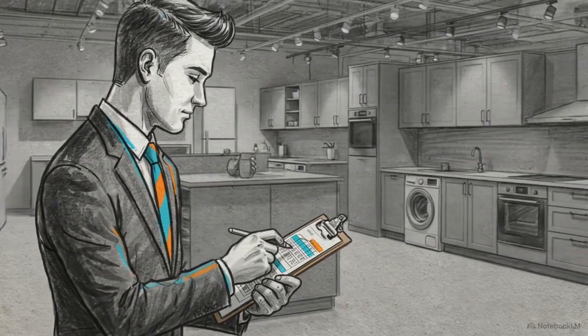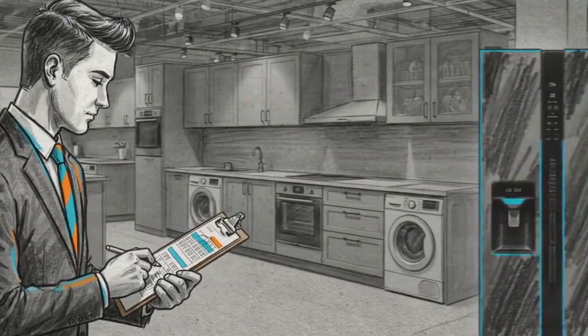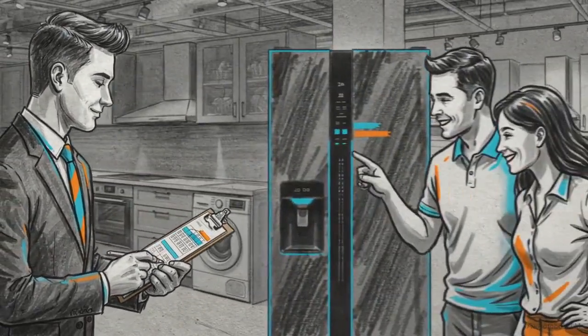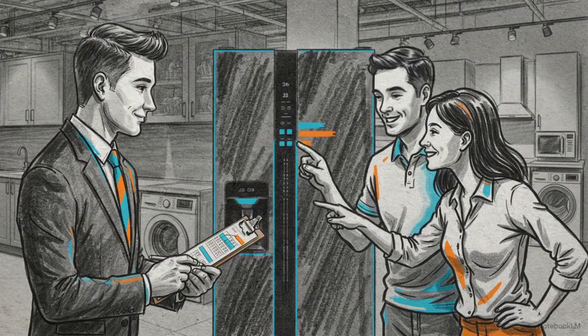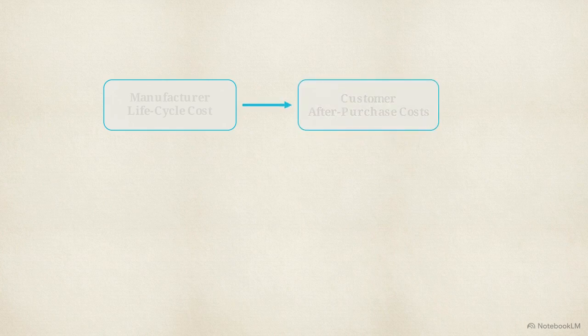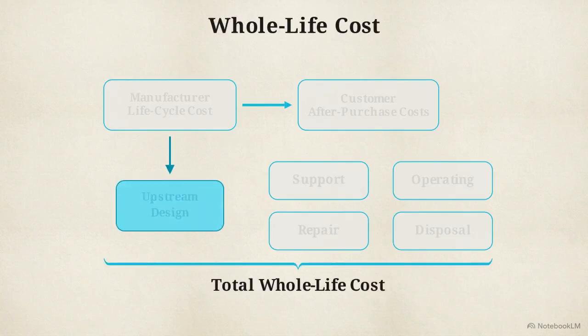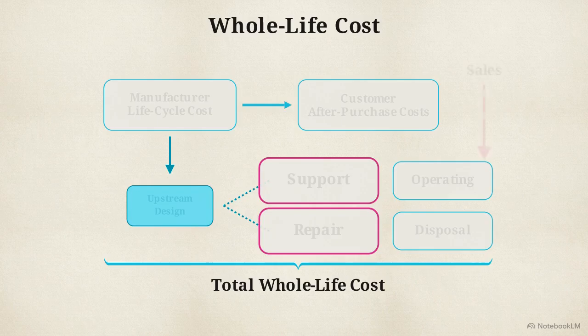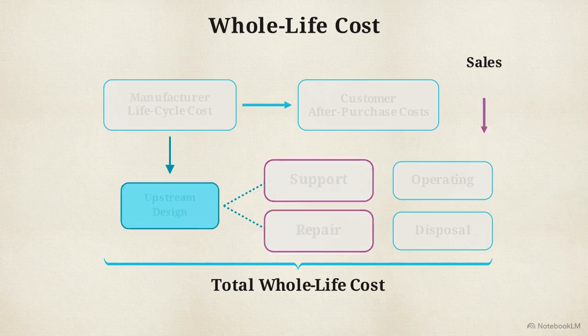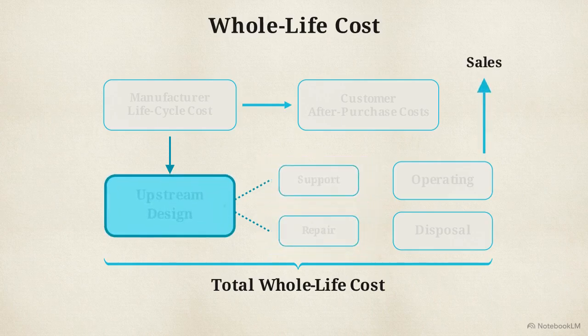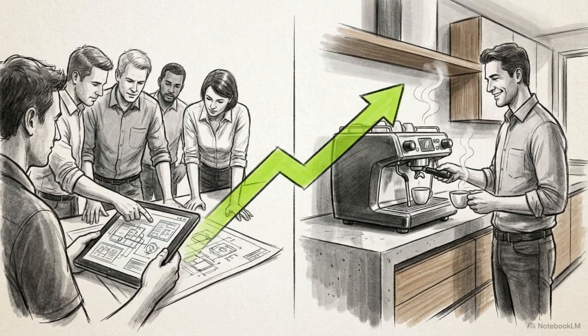Life cycle costing perfects the internal view of profitability, but the most competitive organizations look beyond their own ledgers to consider the end user. This metric is called whole life cost. It takes the manufacturer's life cycle cost and adds after-purchase costs incurred by the customer: operating, support, repair, and disposal. Consumers factor these into purchasing decisions. If a product is cheap to buy but expensive to maintain, sales suffer. Analyzing and minimizing those whole life costs through superior upstream design translates directly into increased customer satisfaction and higher market share.